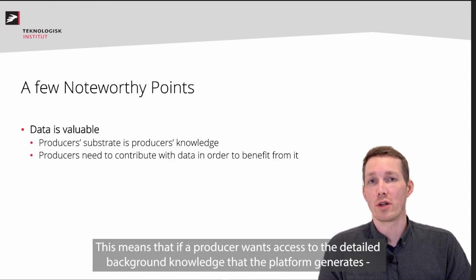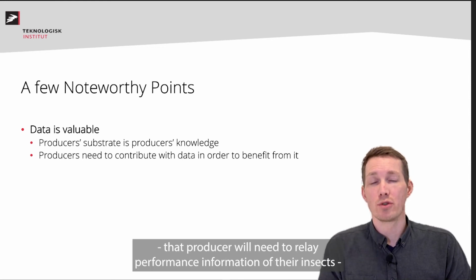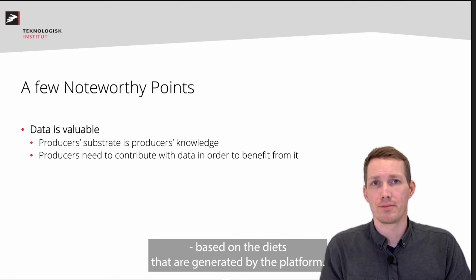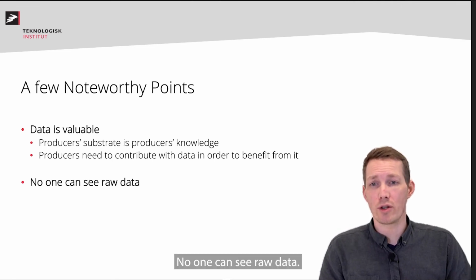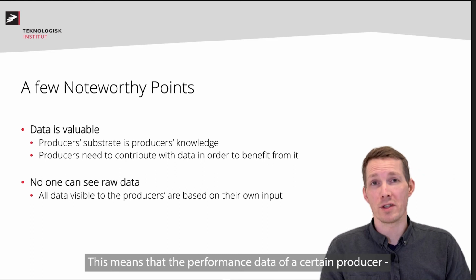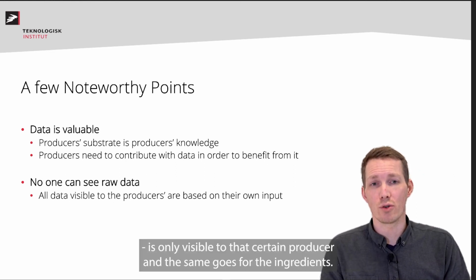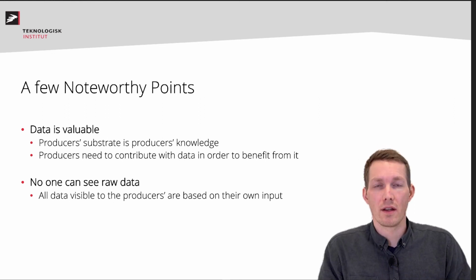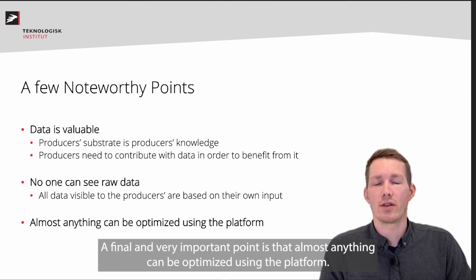This means that if a producer wants access to the detailed background knowledge that the platform generates, that producer will need to relay performance information of their insects based on the diets that are generated by the platform. No one can see raw data. All data visible to the producers are based on their own input. This means that the performance data of a certain producer is only visible to that certain producer, and the same goes for the ingredients.